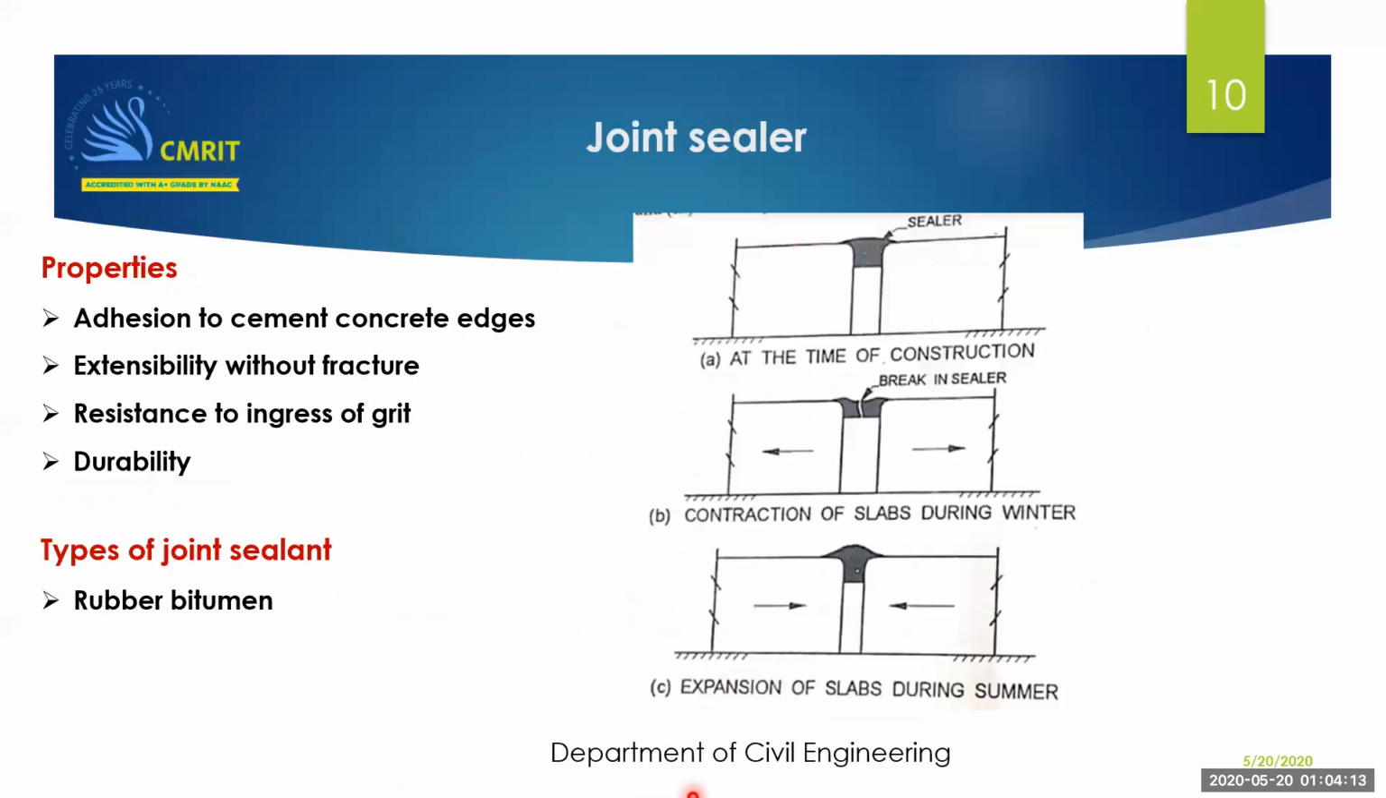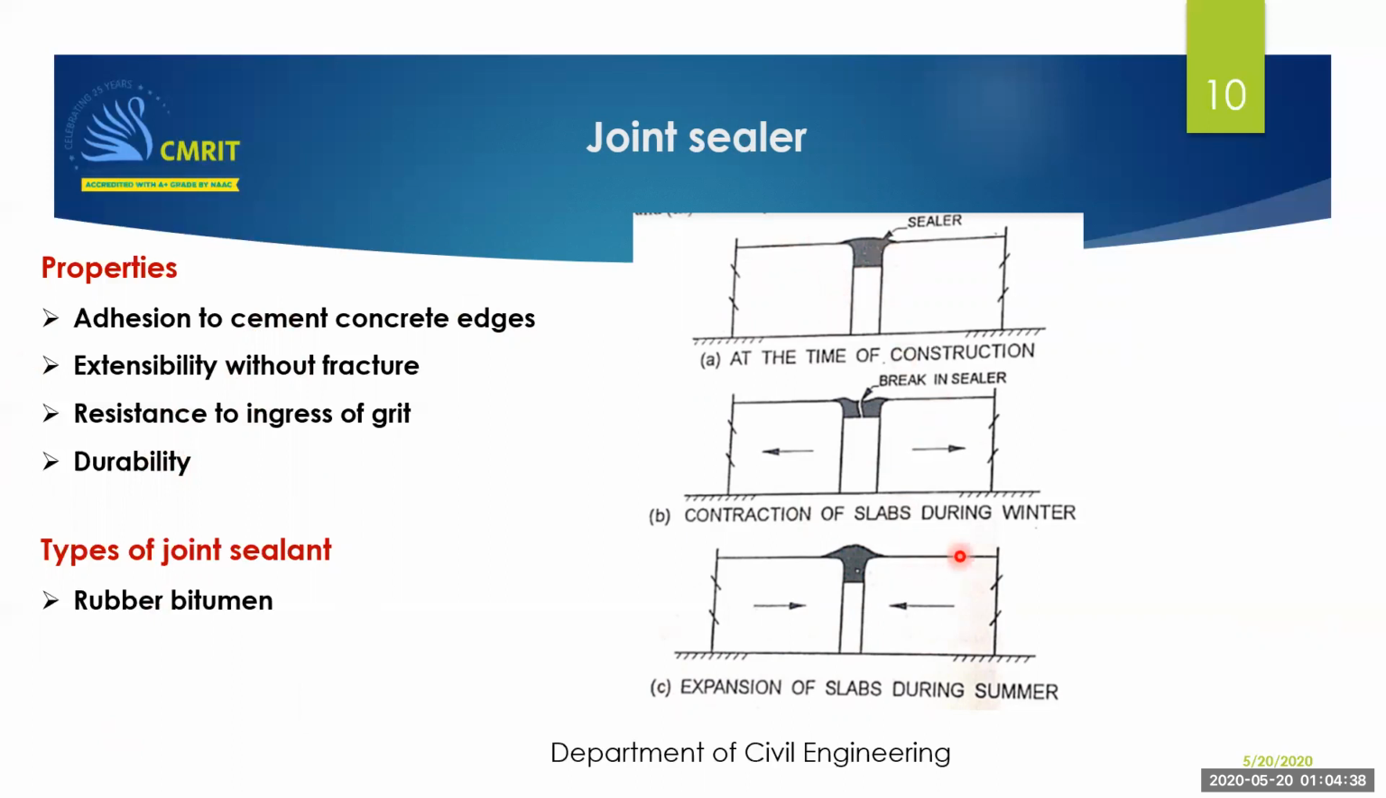Now coming to a sealant, as we all know, what are the properties of a sealant? In addition to adhering to cement concrete edges, it should be able to extend without fracture. It should resist the ingress of grit and water, and then durability. Normally rubber-based bitumen is used because of its elastic property. So this is a sealant at the time of construction.